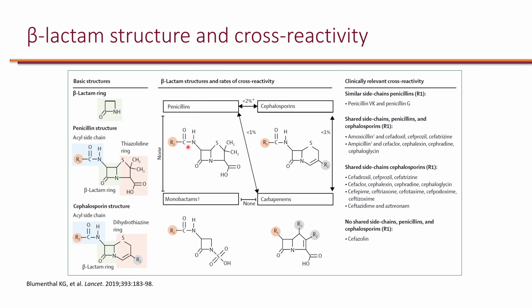Now, when we look at the big picture, if someone has penicillin allergy, the cross-reactivity between penicillins and cephalosporins is actually less than 2%. When it comes to penicillins and carbapenems, it is less than 1%. And to date, the rate of cross-reactivity between aztreonam and penicillins is essentially not reported. Now, if someone has cephalosporin allergy, the cross-reactivity between cephalosporins and carbapenems is less than 1%.